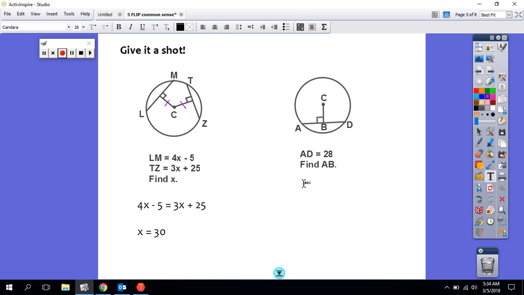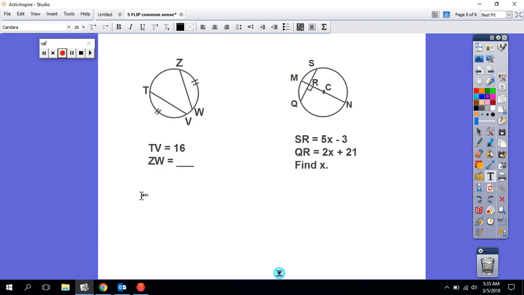All right, for this next one, we're given that CB is perpendicular to AD. That means that CB bisects AD. So if AD is 28, AB is half of that, which means that AB should be 14. Alrighty, on this one, notice that arc TV is marked as congruent to arc ZW. If TB is 16, then ZW is also 16.